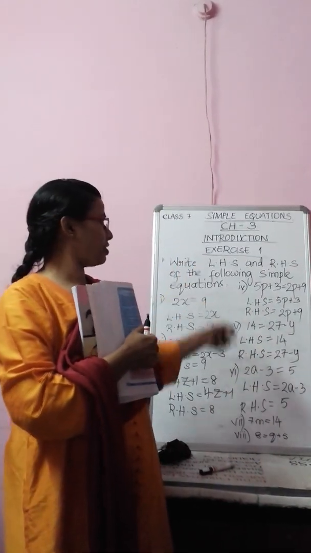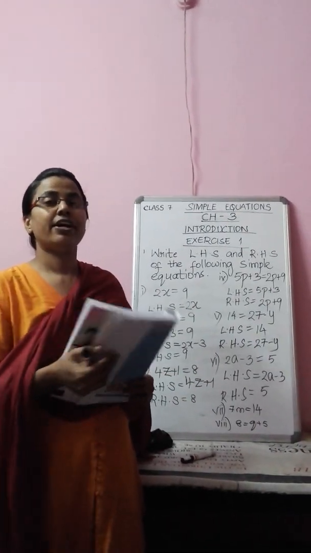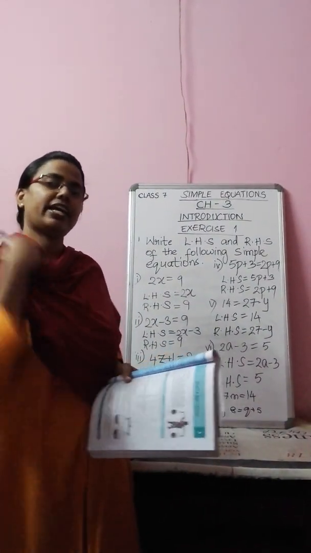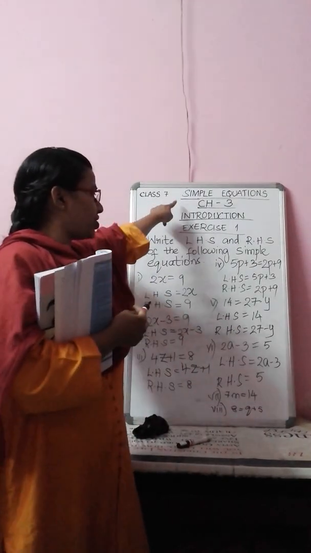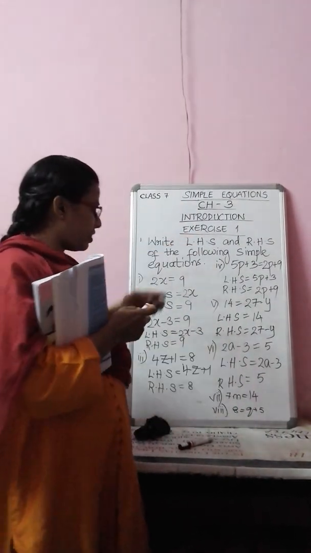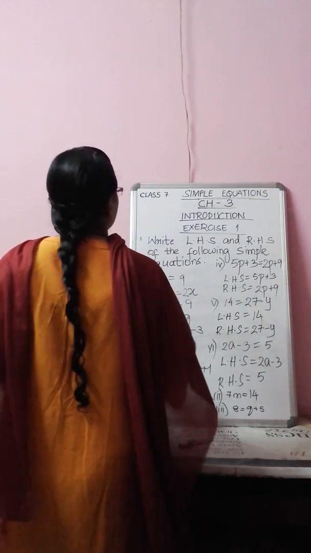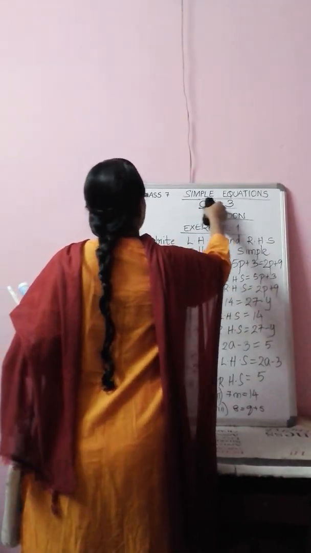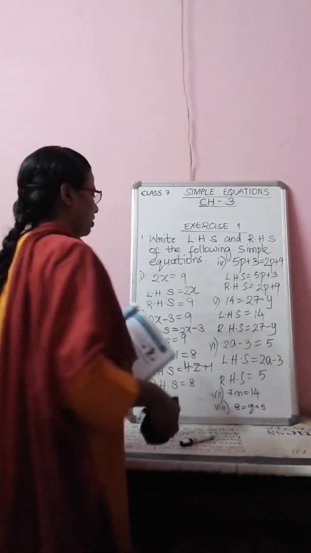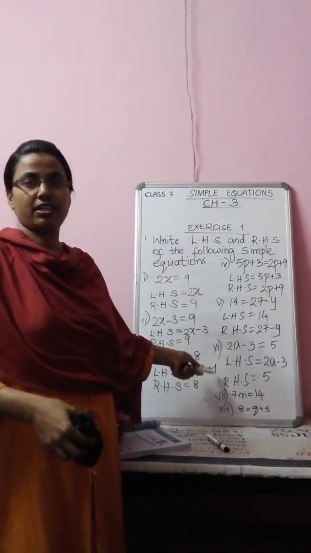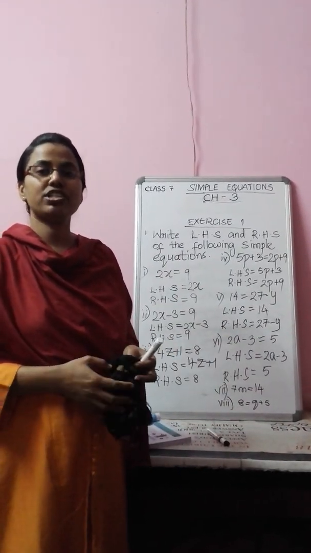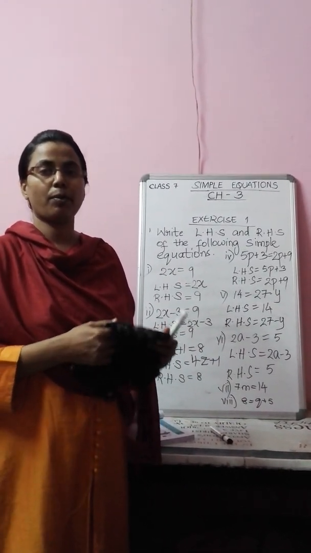All of you copy this in your classwork book. Write today's date, write the heading, simple equations chapter 3, and then write exercise 1 and copy these questions. You can pause the video and copy.